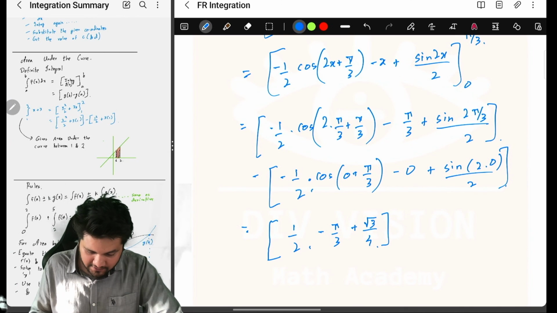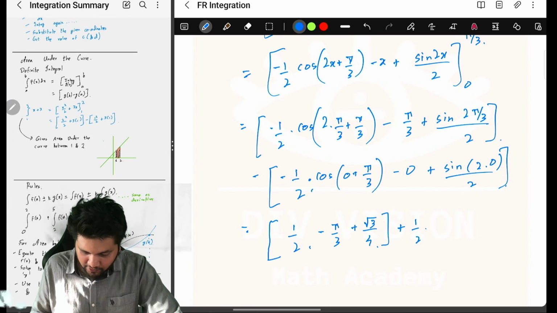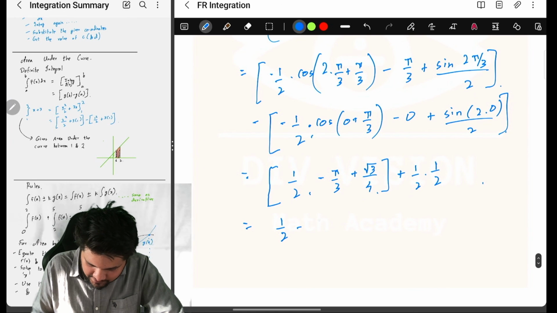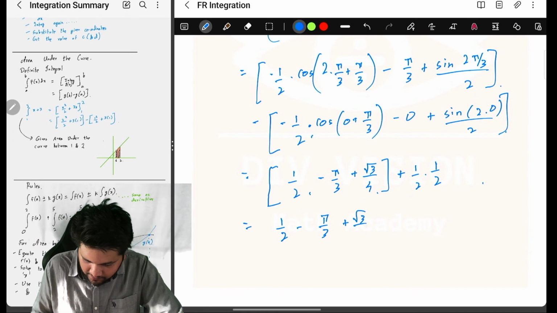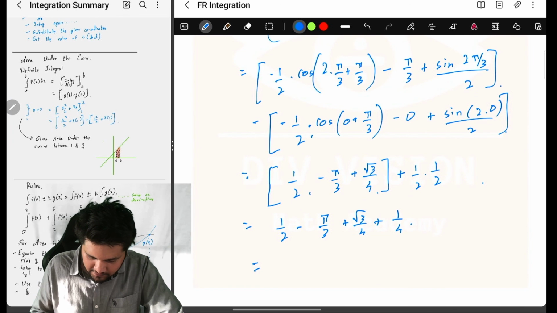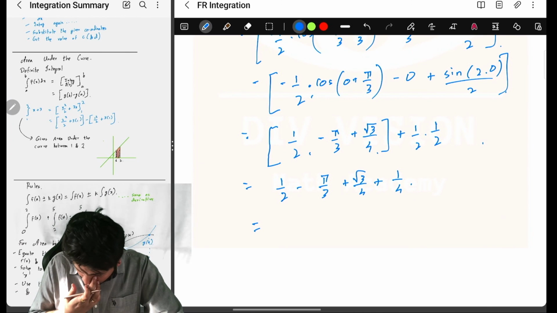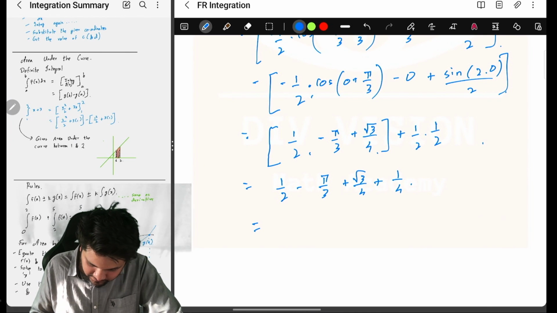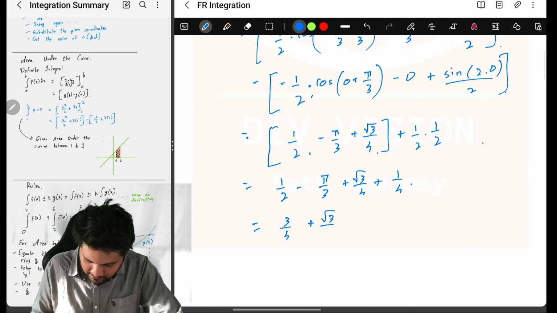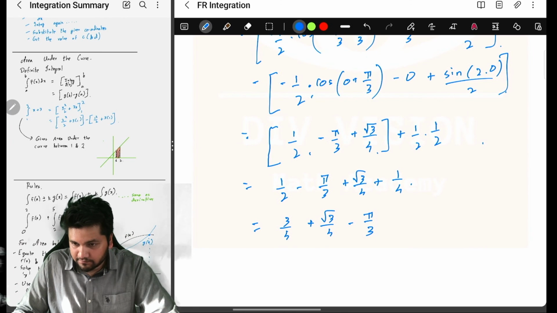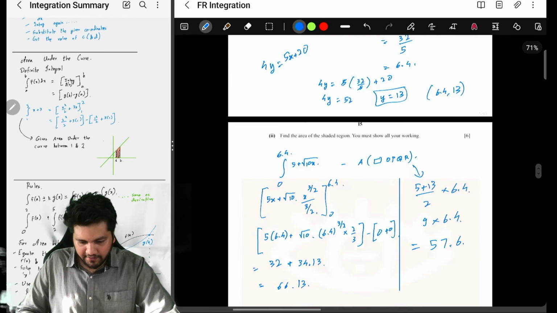Finally, minus minus will become plus, so plus half into cos pi by 3. Cos 60 is going to be 1 by 2 again. Minus 0 as it is, and this is going to be 0. That's what you will get. So this is going to be 1 by 2 minus pi by 3 plus root 3 by 4 plus 1 by 4. So at the end, 1 by 2 minus 1 by 2 plus 1 by 4, and all these things we are getting. So this is going to be 3 by 4 plus root 3 by 4 minus pi by 3. That's going to be our answer. This is all you have in integration. Yeah, it took a lot of time.